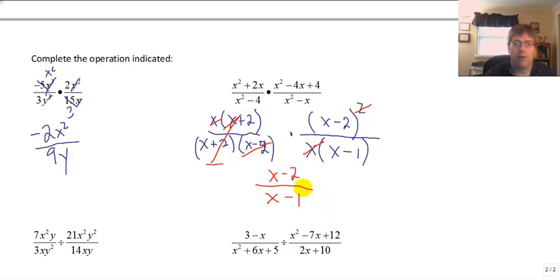And of course, be careful. We don't cancel x over x. This answer is not positive 2. These x's are terms and not factors because they're being added and subtracted. So that is our final answer.